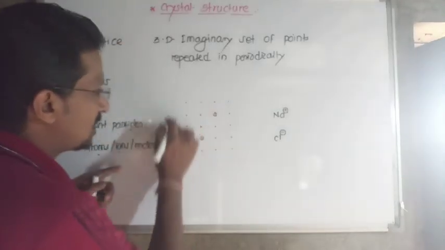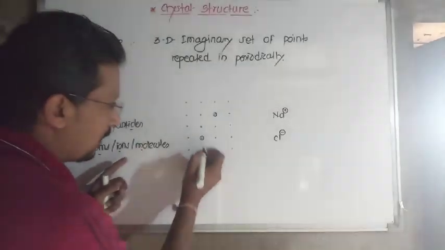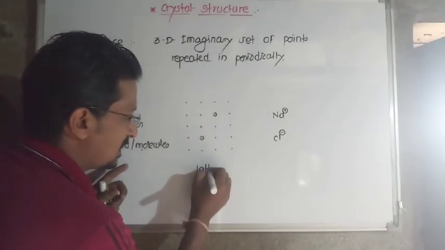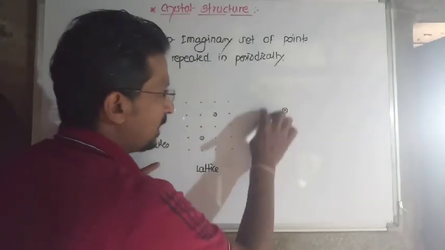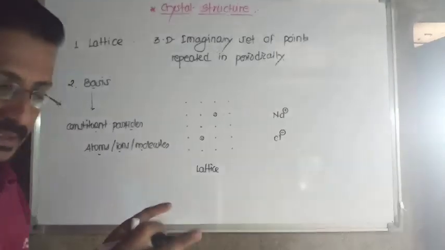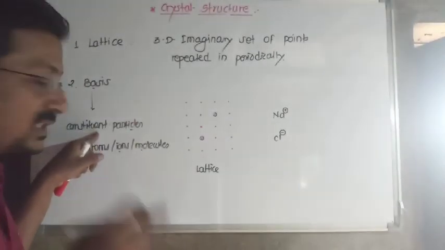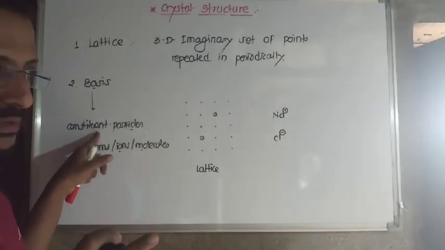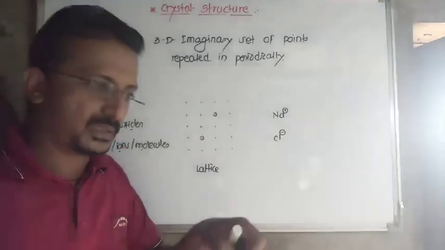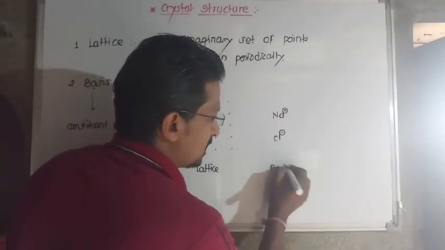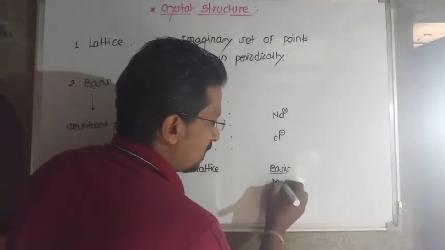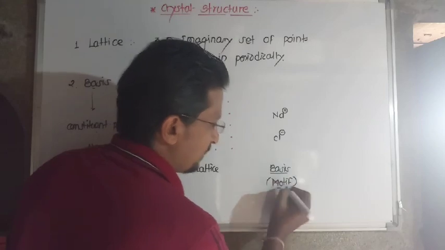So the red set that we showed here is termed the lattice, and these Na plus and Cl minus ions are there. If atoms are there, then in the case of metals, the metals are atoms: silver, gold, platinum. These atoms are also considered constituent particles. In molecular solids, the molecules are the constituent particles. So these are the bases, also called a motif.